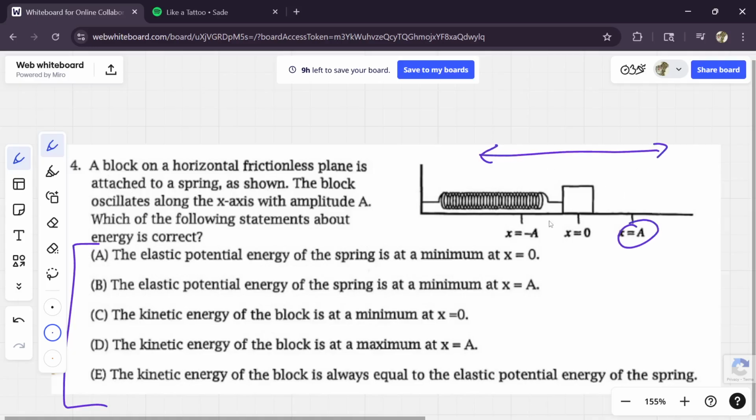It's going from point A to point negative A, and in between it's going to hit zero. And the most important part about this whole question, honestly, is the fact that it is a horizontal frictionless plane. Honestly, just frictionless plane is enough. And this is similar to that one question we had earlier in the packet where it talked about negligible air resistance. And the reason for that is because it's a frictionless plane, that means it's a conservation of energy.